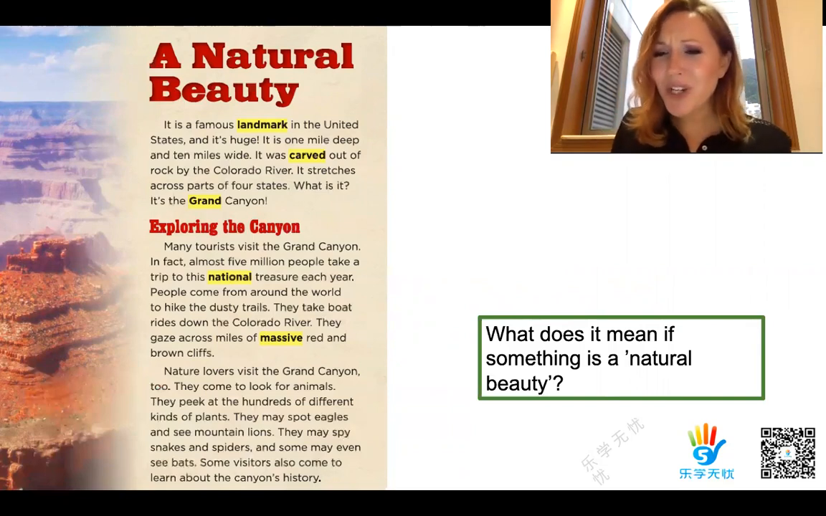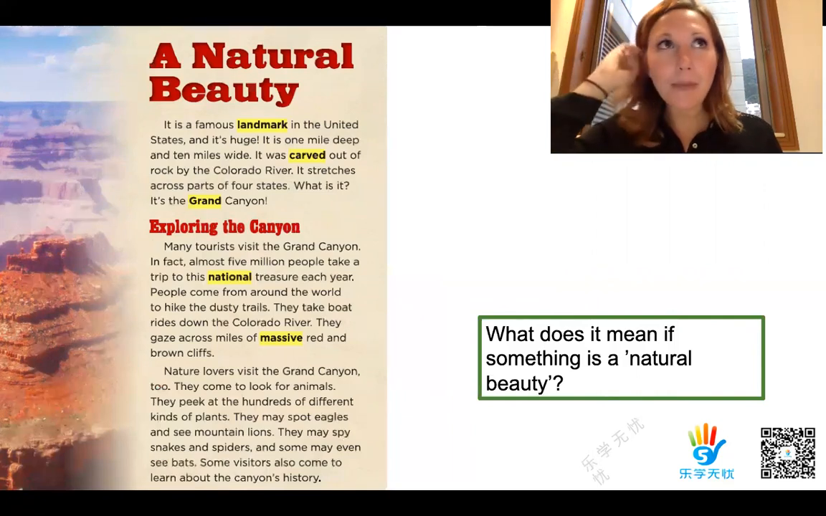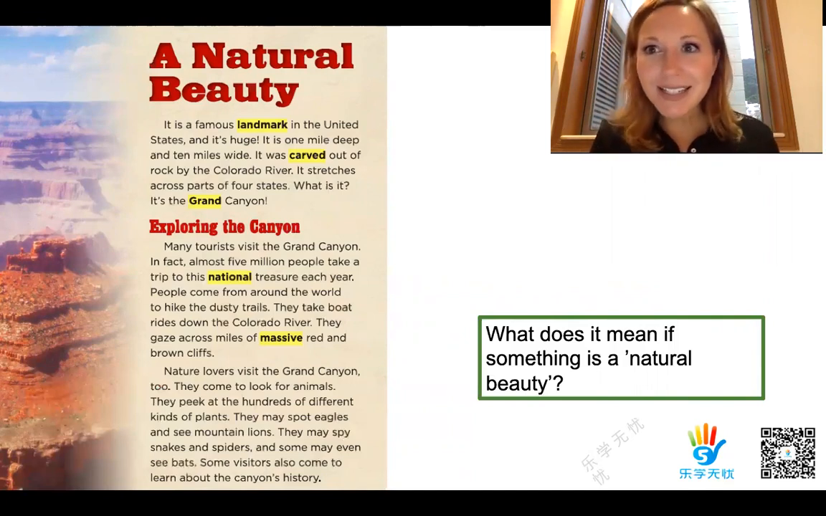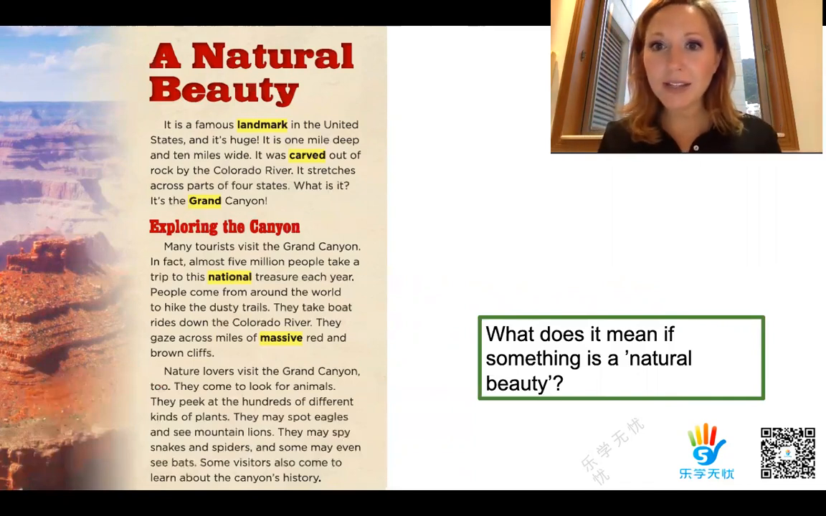All right, so my question to you is, what does it mean if something is a natural beauty? Okay, so it means that something is beautiful naturally. Just kind of have to flip the word around. So if I'm taking perhaps a girl, for example, maybe this girl doesn't need a lot of makeup. Maybe she is just beautiful just the way that she is. So just like the Grand Canyon, you don't have to put any flashy lights on the Grand Canyon. You don't need to decorate it. It is already beautiful just the way that it is.